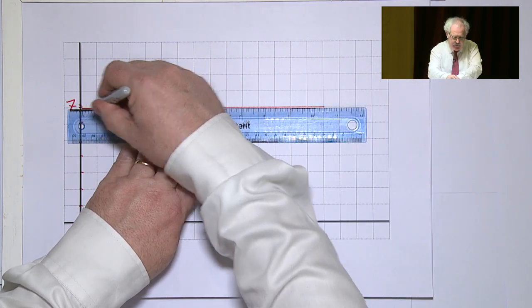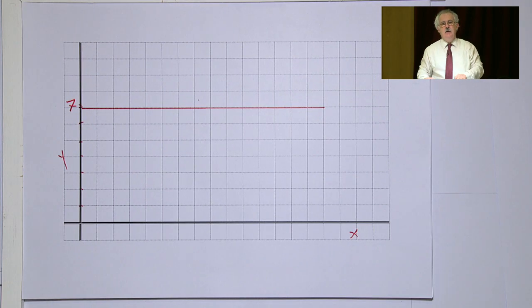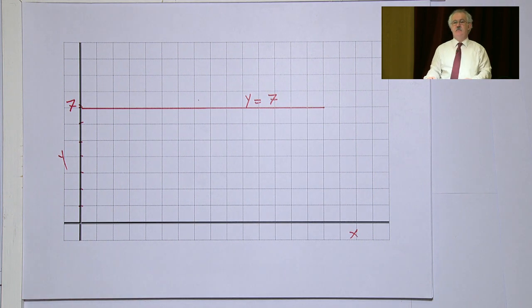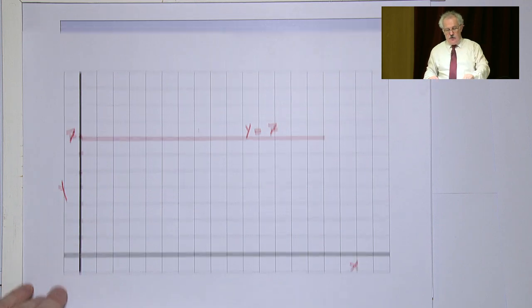Everywhere on that line has a y value, that's the y-axis, and that's the x-axis. Everywhere on that line, that's the line y equals 7. Is that okay? I'm also going to draw the line y equals 4x.